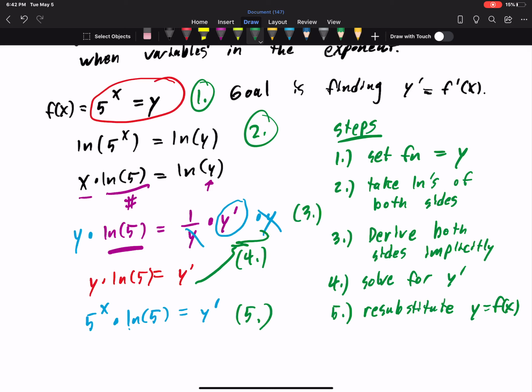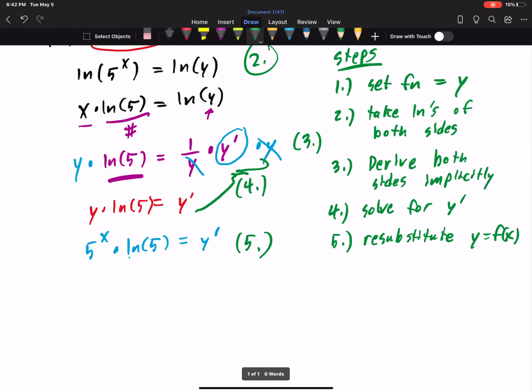Okay, so set the function equals y, take logs of both sides, use your log properties to simplify this thing to get the exponent out of the exponent, derive both sides implicitly, solve for y prime, resubstitute your function into the final result. So let's try a slightly different example.